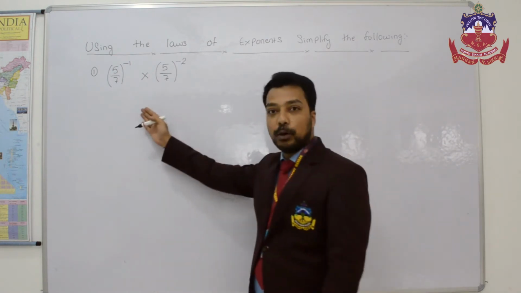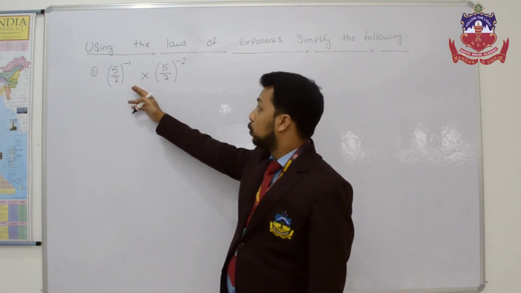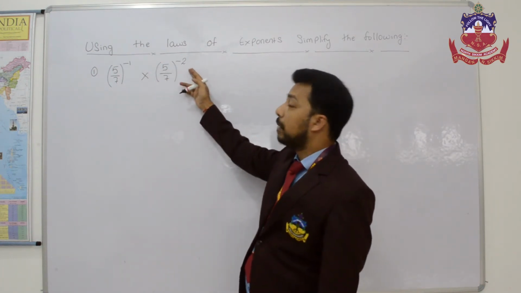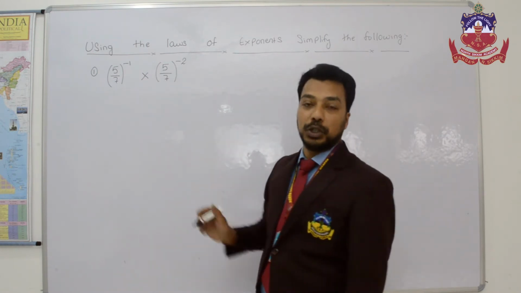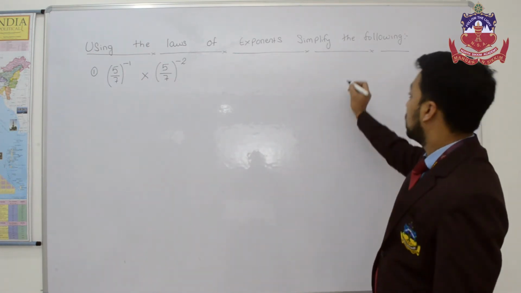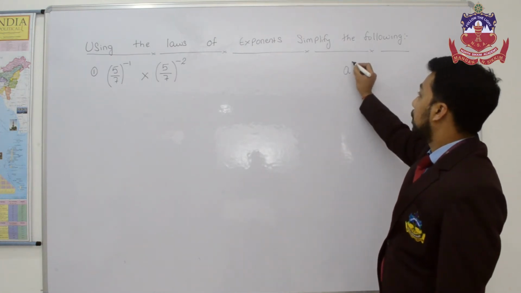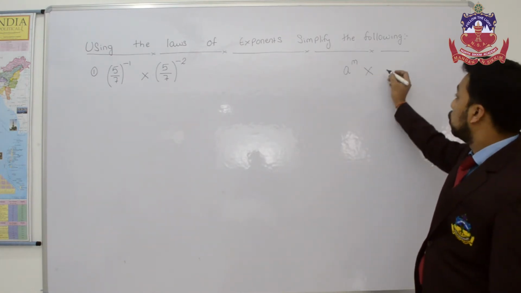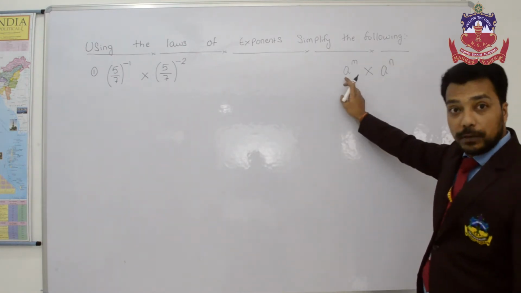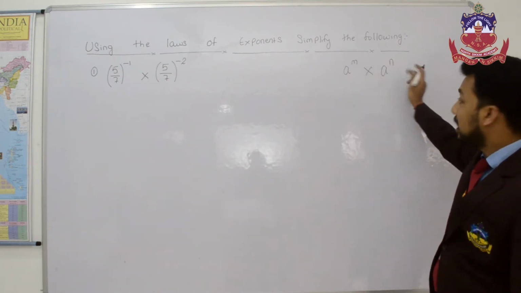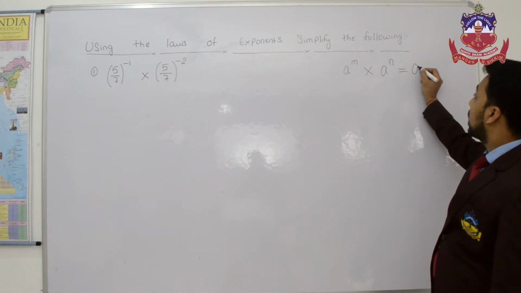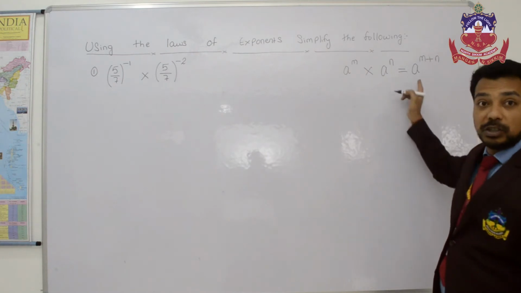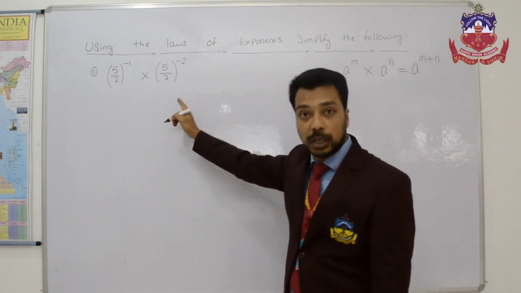So the question that we have out here is (5/7) to the power minus 1 into (5/7) to the power minus 2. How we will solve this question is by using the law which says if the base is same, for example, a to the power m into a to the power n, if the base is same but the power is different, that time we can write the base one time and add the powers. So this is the law. You will be using this law to solve this question.